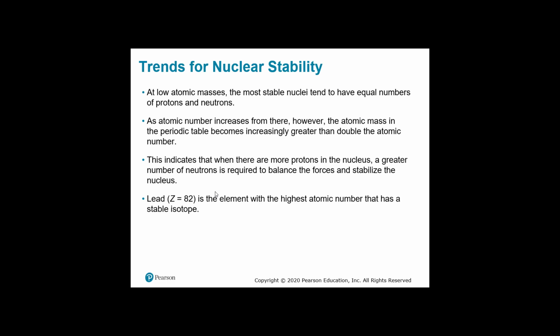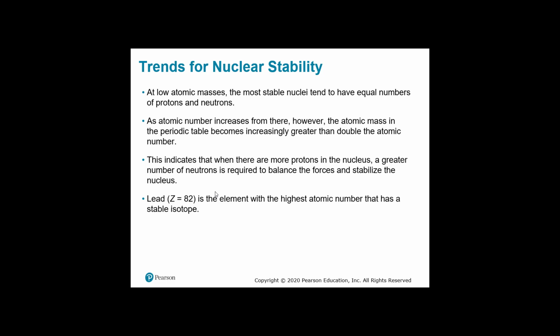Okay, so for low atomic masses, the most stable nuclei tend to have equal numbers of protons and neutrons. That's what we're talking about, low masses on the periodic table. But as the numbers increase from there, the atomic mass on the periodic table becomes increasingly greater than the atomic number. Remember, the mass is made up of protons and neutrons. So if you have the protons and you double that and you still haven't met the mass, that means you're starting to get more and more neutrons to make up this mass. This indicates there are more, and as we start going up, the atomic mass numbers increase.